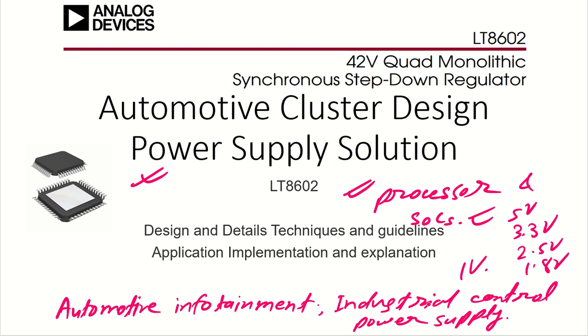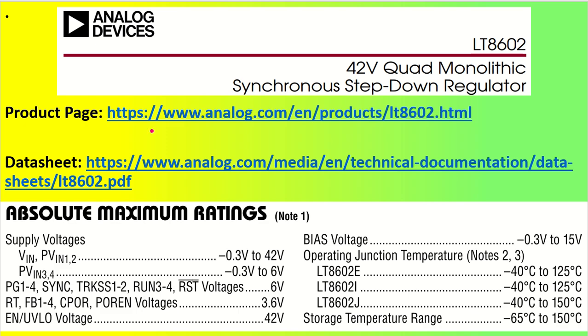So this is the IC that we have chosen for our various solutions, LT8602, which is very nice, and is going to give you a quad monolithic step down regulator. So there are four outputs that are possible from this IC. A little bit of detail about this particular IC from Analog Devices: LT8602, and this is the product page. We will give the datasheet link in the description box.